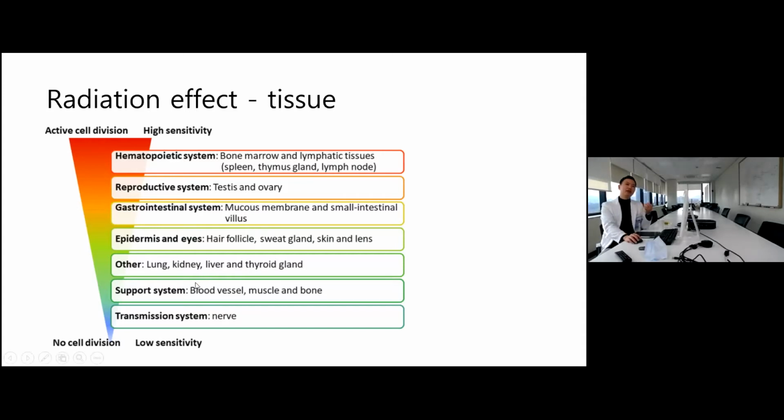On the other hand, the nervous system and muscle tissues, which no longer undergo cell division at the adult stage, are known to be resistant to radiation.